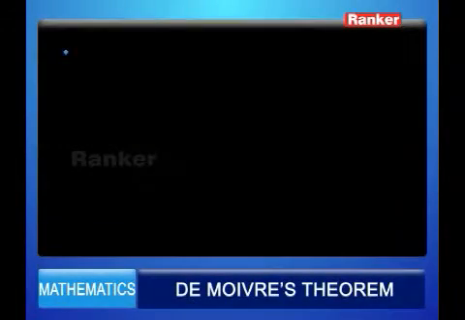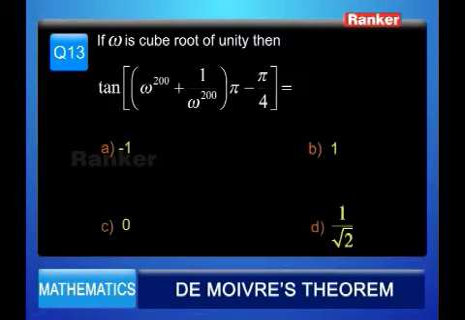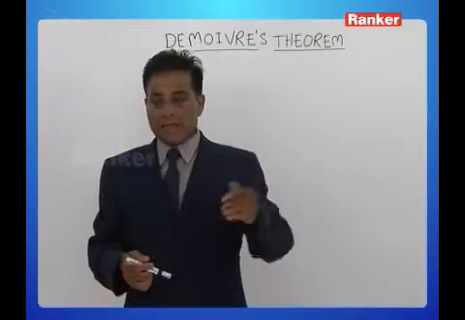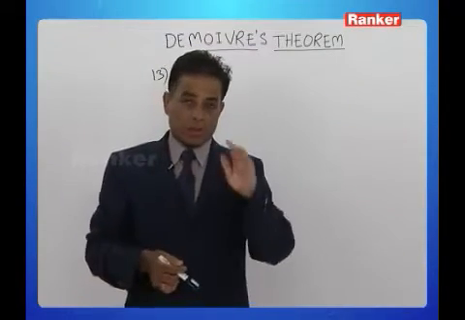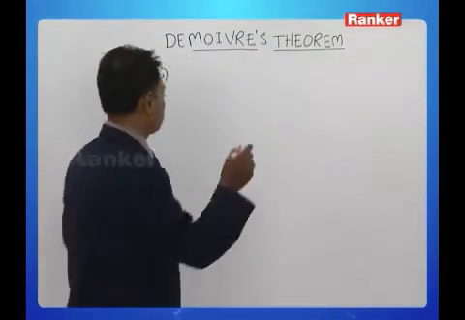Question number 13. If omega is the cube root of unity, then tan of (omega power 200 plus 1 by omega power 200) into pi minus pi by 4, what is the value? Minus 1, 1, 0 and 1 by root 2. Let us see the right answer, the right option, question number 13.